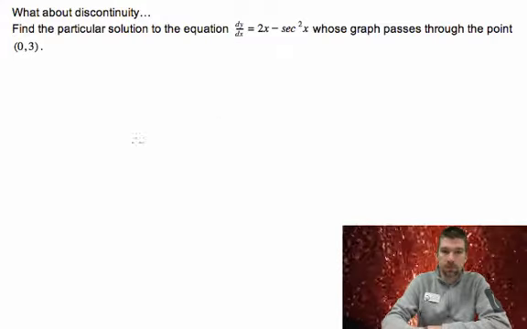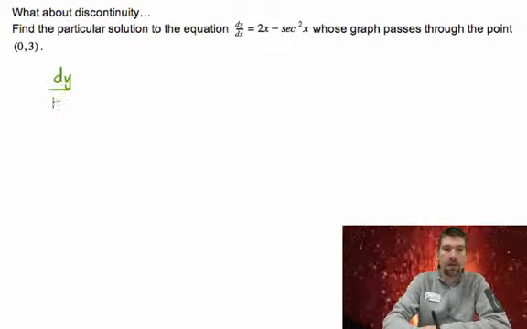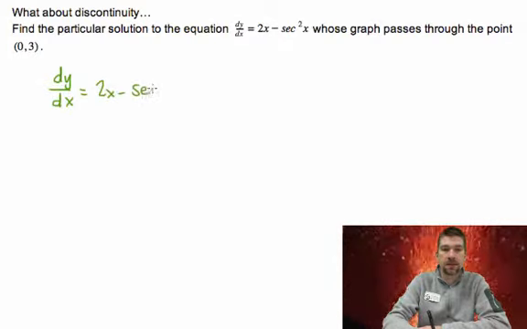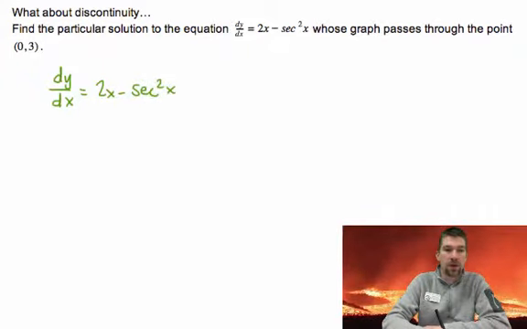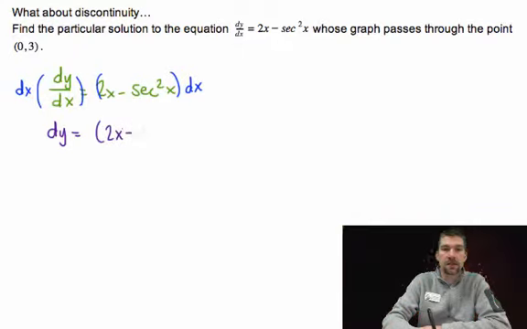We would just look at that particular place on the graph, that particular interval where things happen correctly. So here we go. dy/dx equals 2x minus secant squared x. Multiply both sides by dx. And what you're going to end up with is dy equals 2x minus secant squared x dx. And now we can integrate.